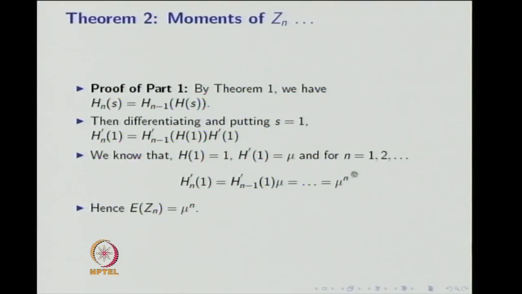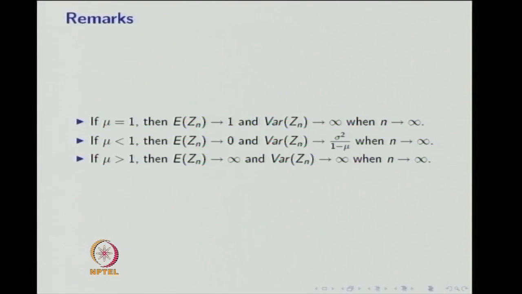Therefore, you will get mu power n, because you know that h dash of 1 is mu. By recursion, you will get h_n dash of 1 is mu power n. Therefore, expectation of Zn is nothing but h_n dash of 1, that is same as mu power n. So, till now we have discussed the probability generating function of Zn, and also we have discussed the mean and variance of Zn.